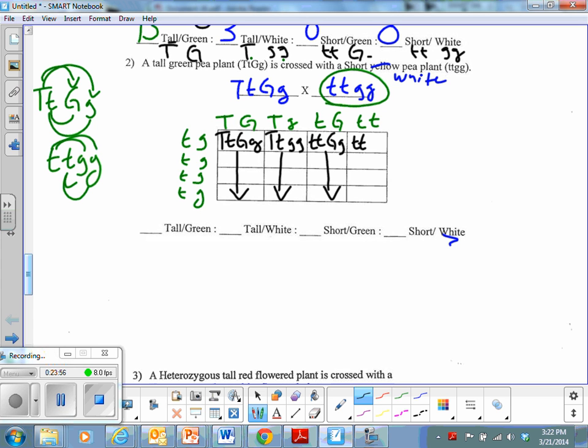Oops, I did a TT there, didn't I? Ha, TT. What was that one? I'm sorry, that was little g. Oopsies. Okay, and then little g, all the way down.